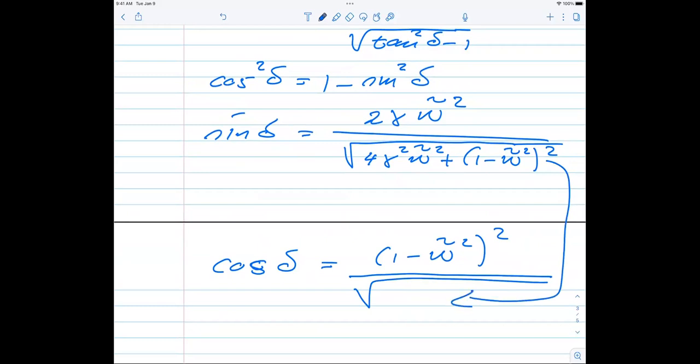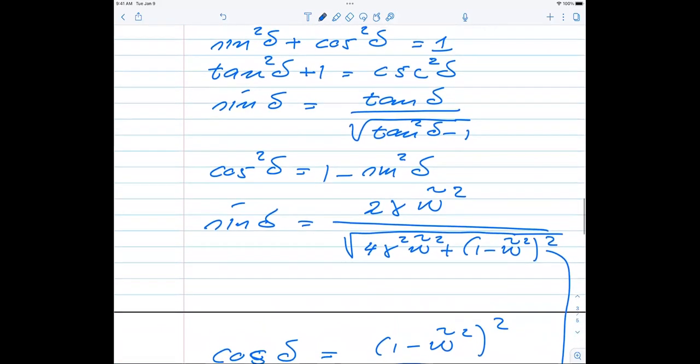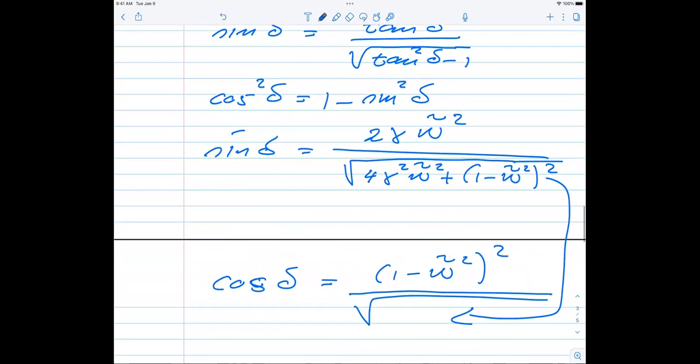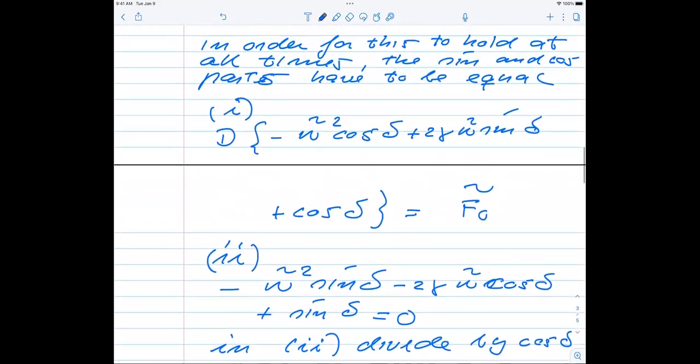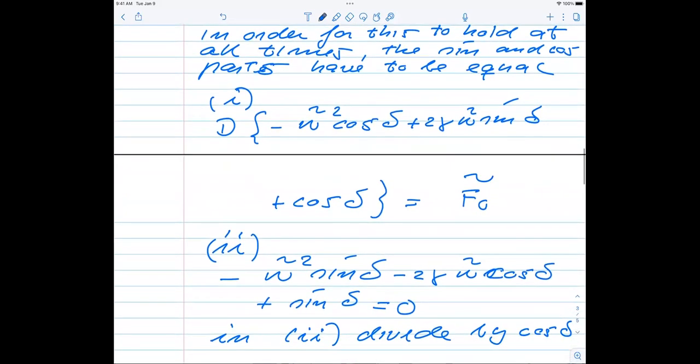Now I can actually insert this back into the equation for cosine, so the expression for D. If you look at the expressions which we have, after we've done all these manipulations, what I'm going to do now is insert everything back into equation 1. I have the cosine deltas, I have the sine deltas, F0 tilde is known, and now I can find the term D.